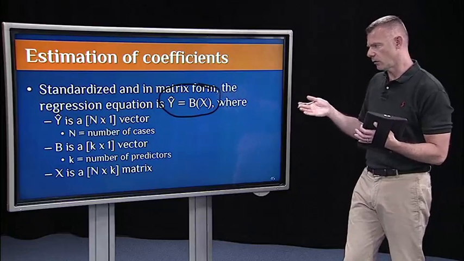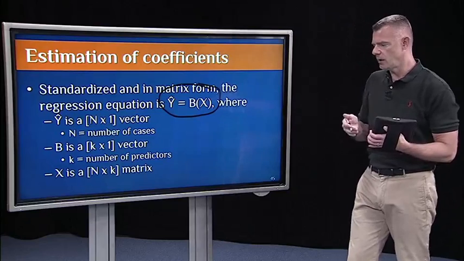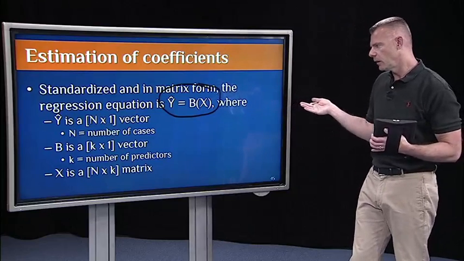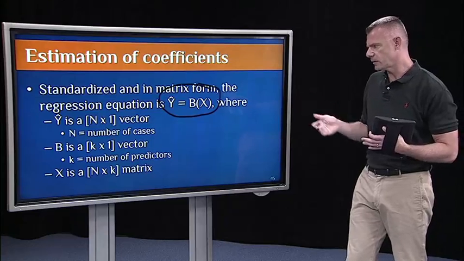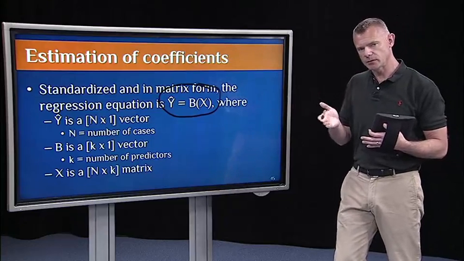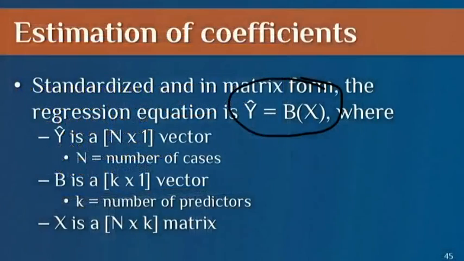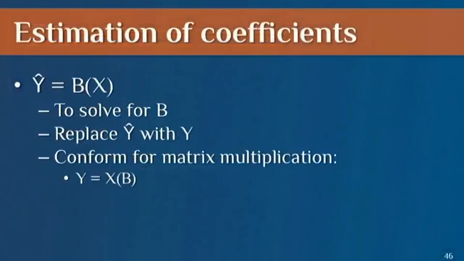The betas, or the regression coefficients, is a k by 1 vector, and k is just the number of predictors. And then x is going to be an n by k matrix with n number of rows times k number of predictors. So here is the formula.